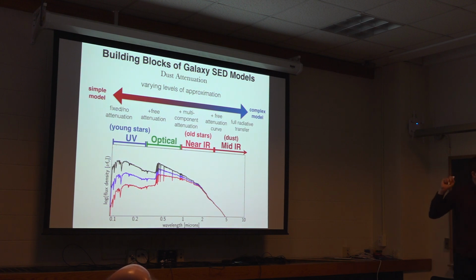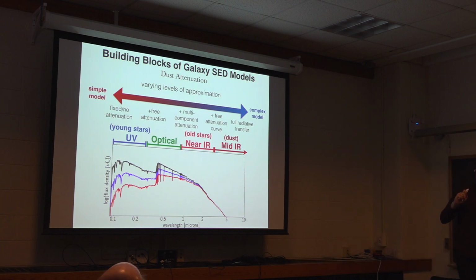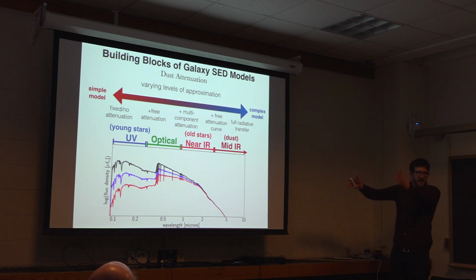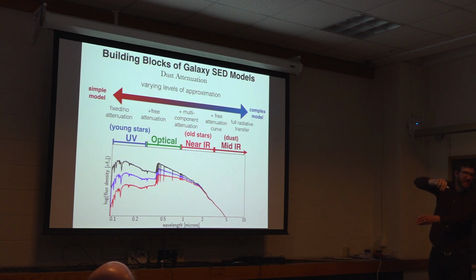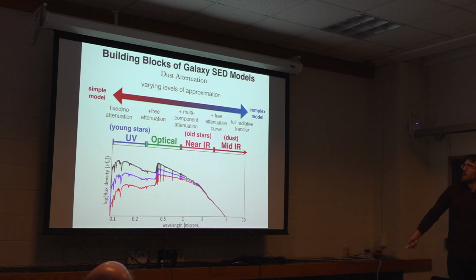And then dust attenuation, this is the other big pillar here. Here we have 3 SEDs ranging from dust-free to fairly dusty. Again, we have varying levels of approximation. Very simple models might have fixed or no dust attenuation at all built into them. You can add a free attenuation component. Typically people build a dust screen, so the idea is there's stars, there's a screen of uniform dust, and then there's the observer. This is obviously a poor approximation, and we'll get into this later.